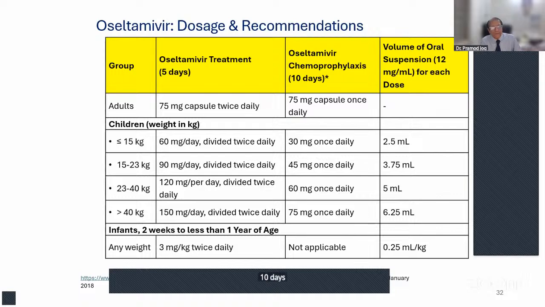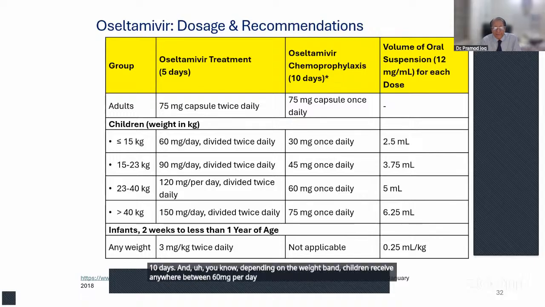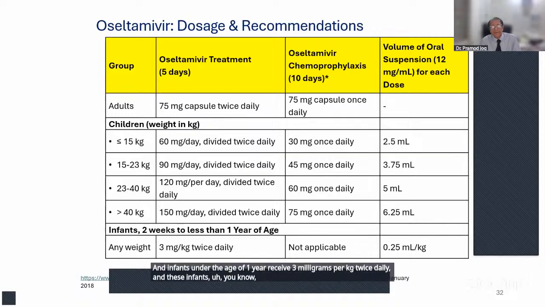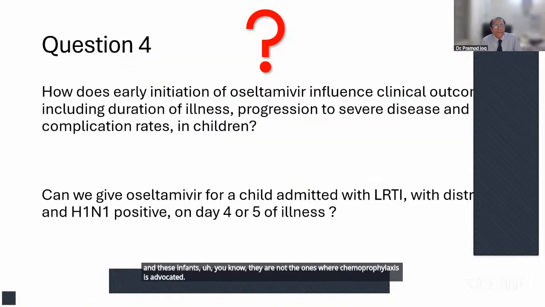And depending on the weight band, children receive anywhere between 60 milligrams per day up to 150 milligrams per day, and infants under the age of 1 year receive 3 milligrams per kg twice daily. And these infants are not the ones where chemoprophylaxis is advocated.